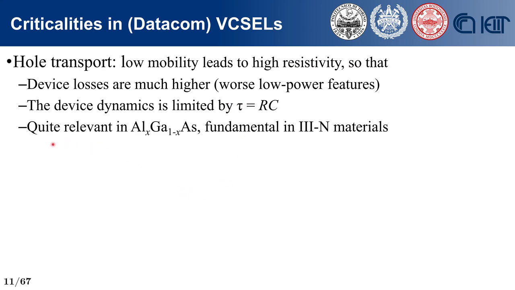Okay, this is quite relevant in aluminum gallium arsenide VCSELs, but this is absolutely fundamental in trinitride materials such as gallium nitride or aluminum gallium nitride. In these cases, maybe it is not even possible to p-dope. For instance, p-doping aluminum gallium nitride is almost impossible.